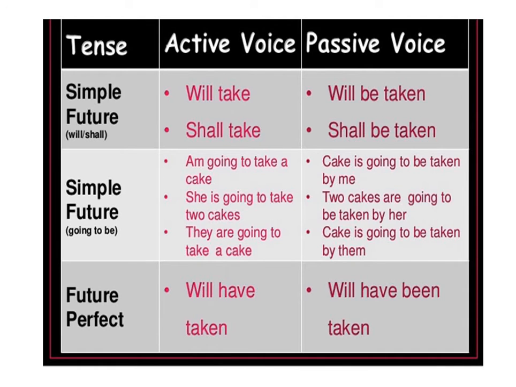Cake is going to be taken by me. She is going to, when the simple future is in the will or shall form, will be taken, shall be taken. Or when the simple future is in the is going to form, we have going to be. When we have a going to be form, then we have am going to take a cake, cake is going to be taken by me. So in future perfect, will have taken becomes will have been taken.